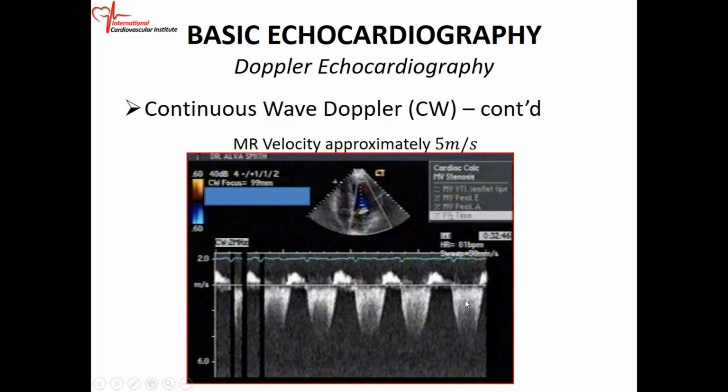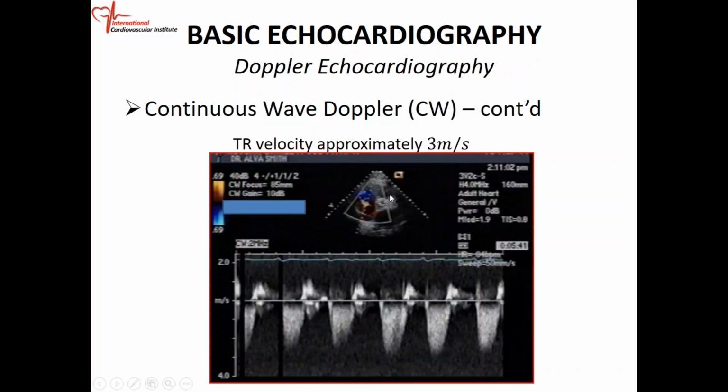So you get a systolic envelope, which is below the baseline, because the flow is moving from the left ventricle into the left atrium, away from the transducer. It's high velocity, usually of the order of 5 meters per second or more. So you can't use pulse wave Doppler; you'll get aliasing. So you use your continuous wave Doppler. Remember, systole is from the onset of the QRS to the end of the T wave. So you get this systolic flow, mitral regurgitation.